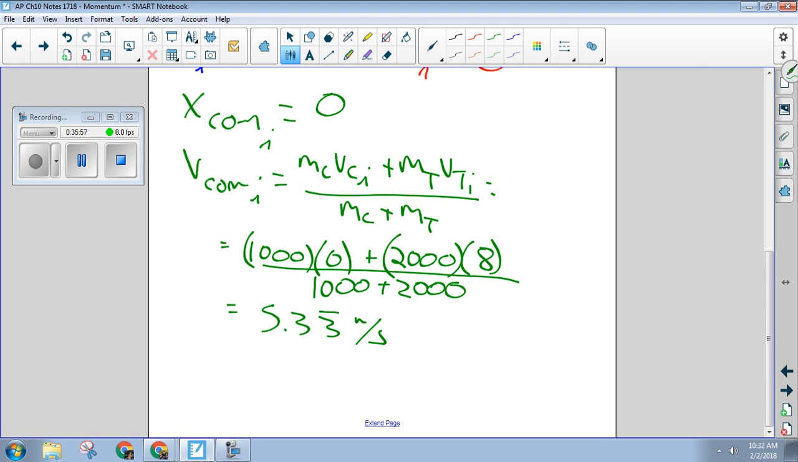Does that make any sense, you guys? I know this is really abstract, and unfortunately, there's not really an easy way to give you a visual on this.